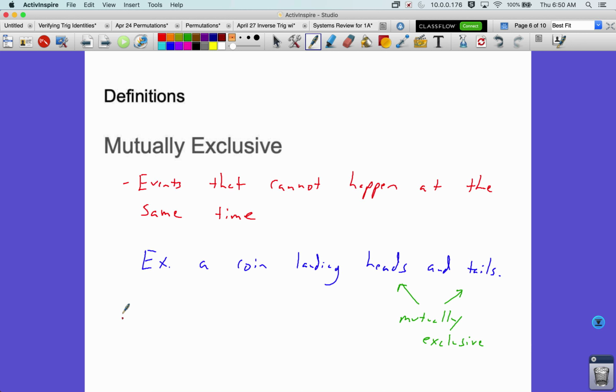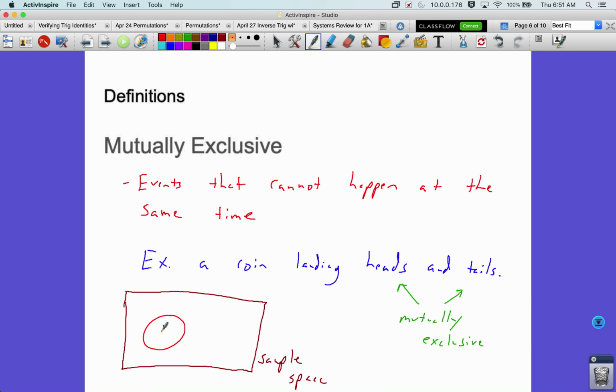All right, so as a picture, this is what it looks like. Here's our sample space. The sample space is always a rectangle for some reason. At least that's how I learned it. And then events are always circles inside that rectangle. So here's event A, and here's event B. And they are mutually exclusive because there's no overlap.